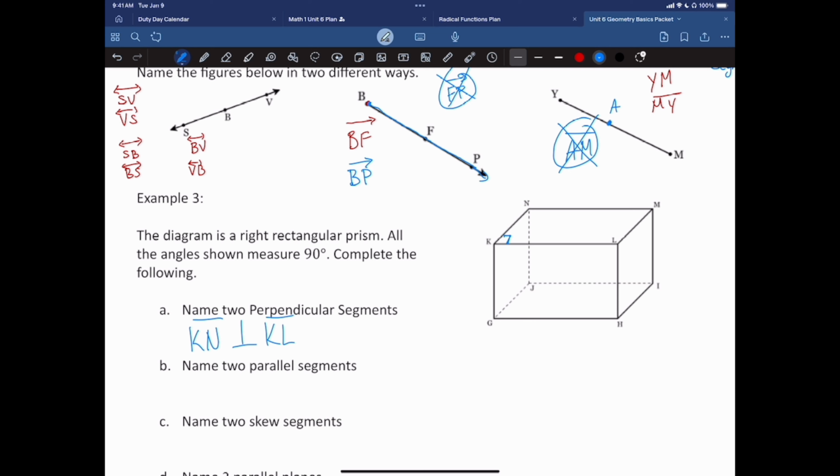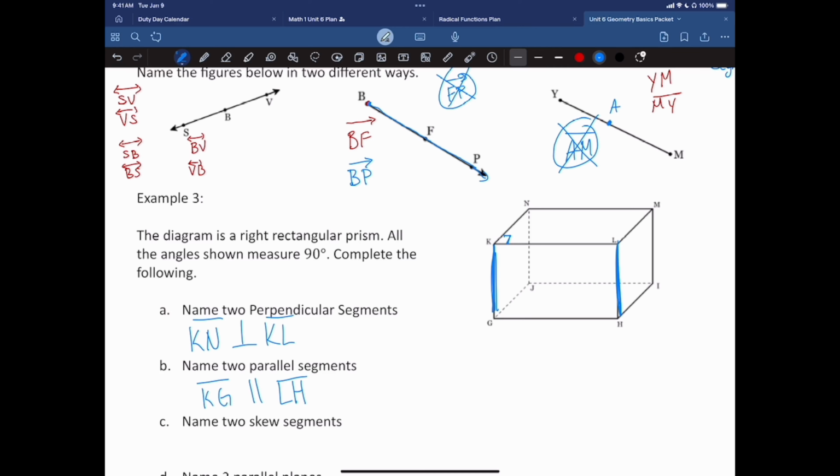So you want to do 2 parallel segments. Again, as long as there are two line segments that are going in the same direction, I can pick any 2 of any of these 4. I can also pick 2 of any of these 4 because these are all going to be parallel. Just got to pick 2. So we're going to go with KG, and we're doing this one, LH. Right, and we use this symbol to tell us that they're parallel.